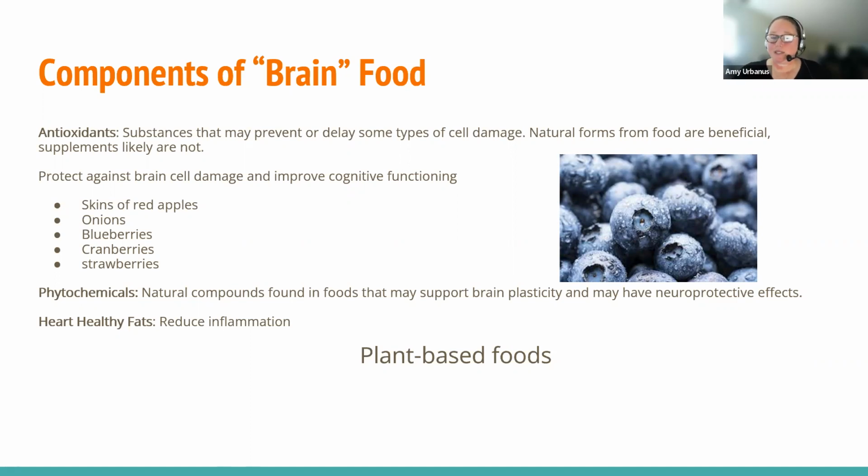They're going to be things that are just healthy overall. But antioxidants are substances that may prevent or delay some type of cell damage. So when we think of our brain and the cells there, we want to maintain the health of our brain cells. So yes, we can still build some new, healthy things going on in the brain, but we definitely want to maintain the healthy brain cells that we have. And so these antioxidants actually help, well, I'm going to talk about that a little bit. So natural forms from food are beneficial, supplements are not.